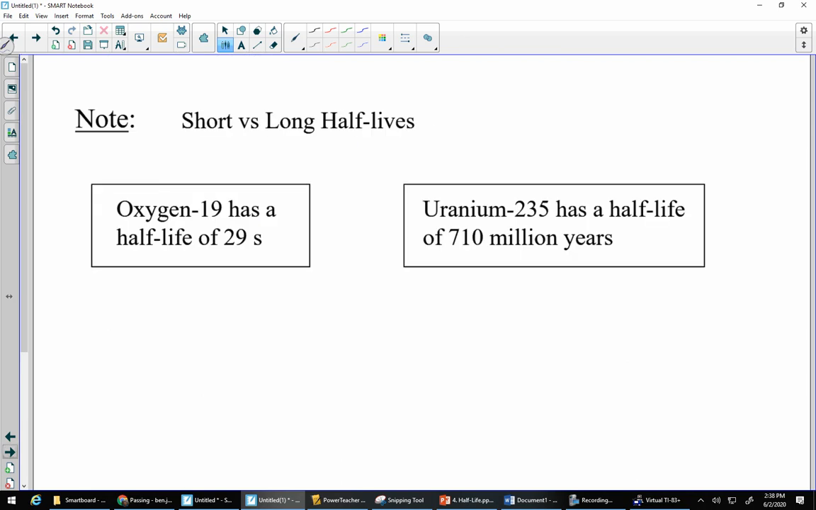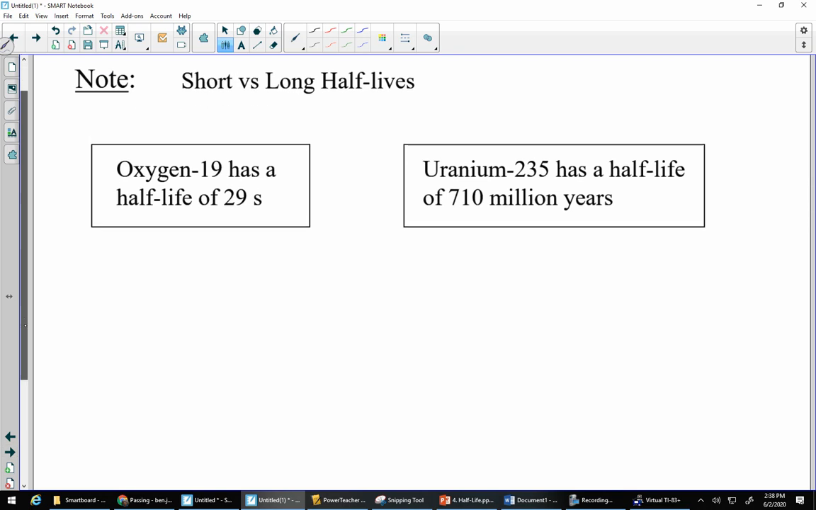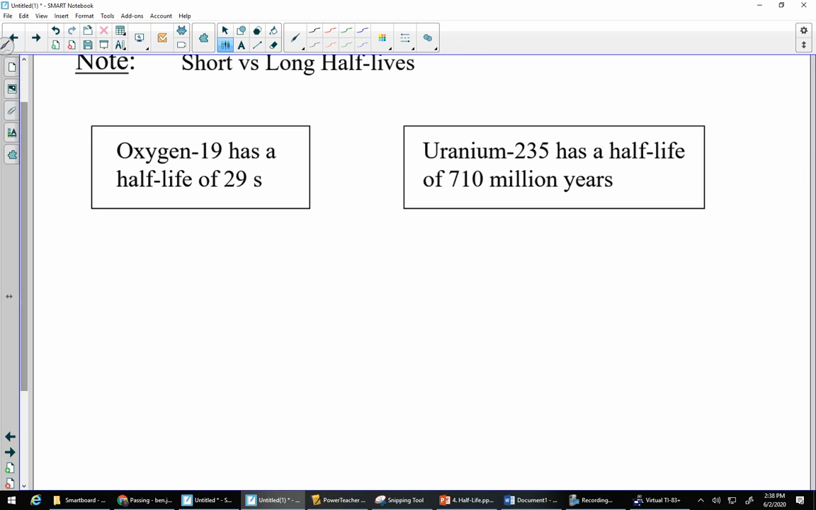Very good. Short versus long half-lives. So if everything has its own half-life, right? Oxygen-19 has a half-life of 29 seconds. Uranium-235 has a half-life of 710 million years. Very, very different. I wonder which one of those you would consider to be more radioactive. A short half-life or a long half-life? Which one of those do you think is more radioactive? Remember, radioactive is the emissions per second.